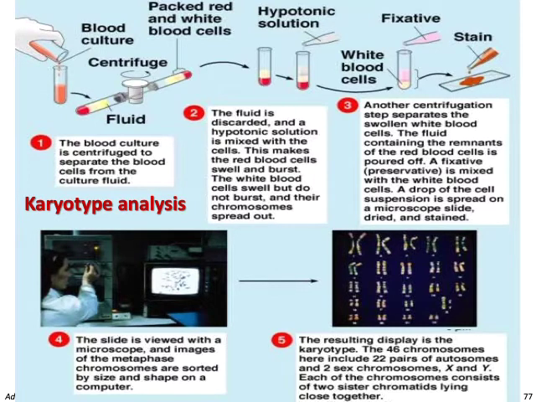You can take a blood sample, do centrifugation, and then add a hypotonic solution. Due to the presence of the hypotonic solution, the white blood cells will burst, releasing their DNA. Then you put a fixative, put a stain, spread on a slide, and then observe under the microscope.